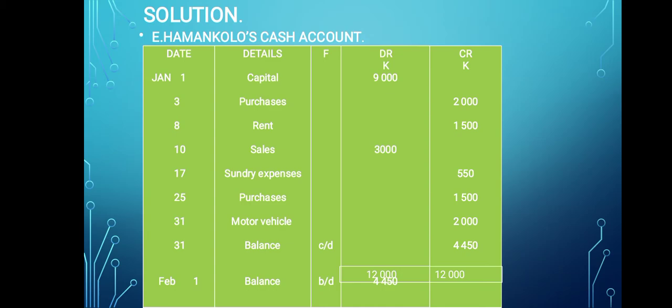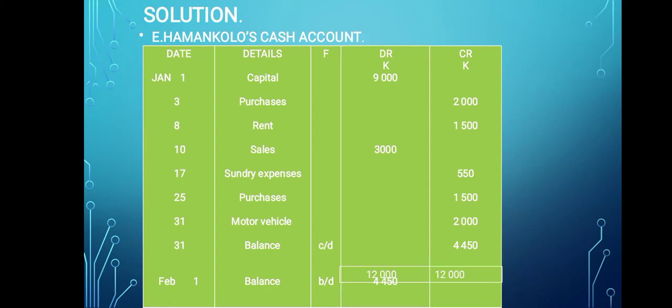Debit the receiver, credit the giver. So whenever you are receiving, you debit. Whenever you are giving, you credit with the cash account. You pay out rent, meaning you are giving out cash. What do you do with the 1,500? You debit it. You credit it, sorry.